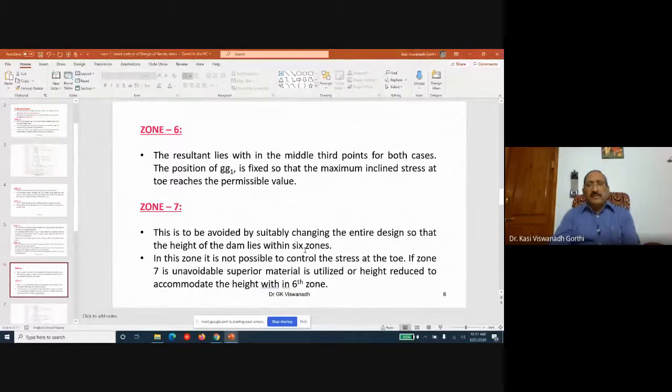In this zone, it is not possible to control the stress at the toe. If zone 7 is unavoidable, superior material is used, like for concrete, a better mix of concrete may be used, or height reduced to accommodate the height within the 6th zone.